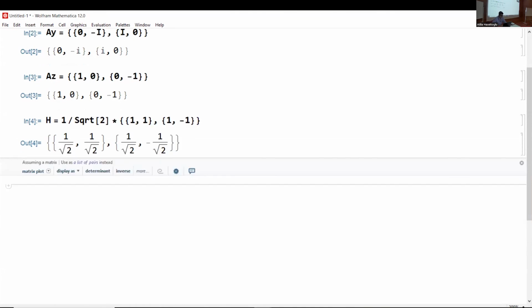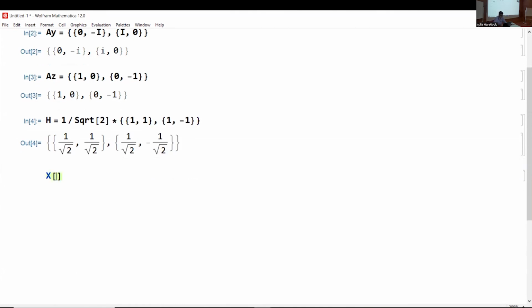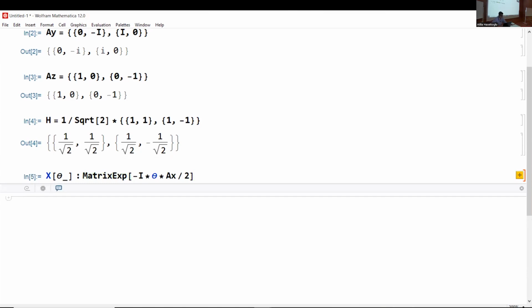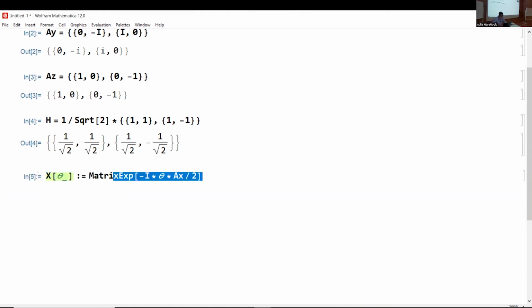And then define the X gate for some angle theta. So this is a matrix exponent: minus iota into theta into AX by 2. Okay, so this is my definition of an X gate. And likewise I want to define the Y gate and the Z gate.